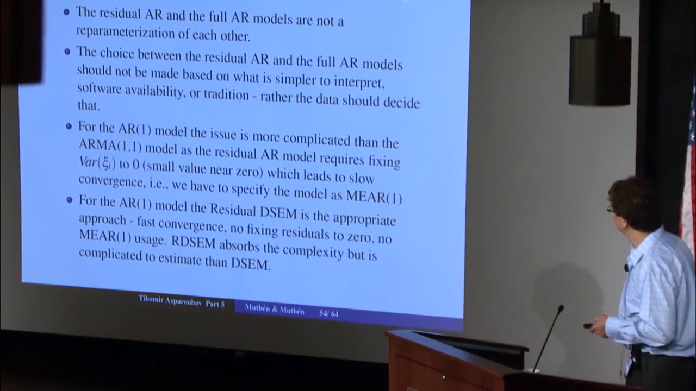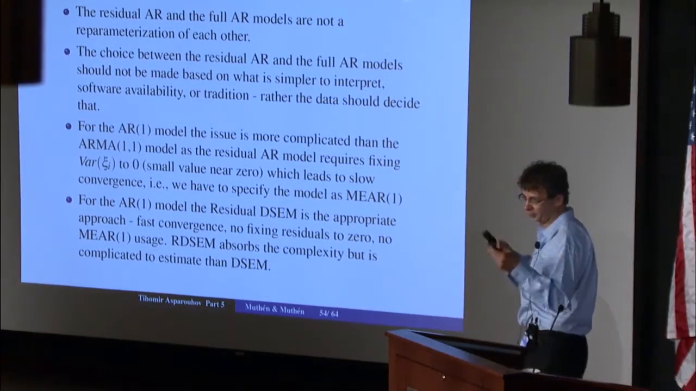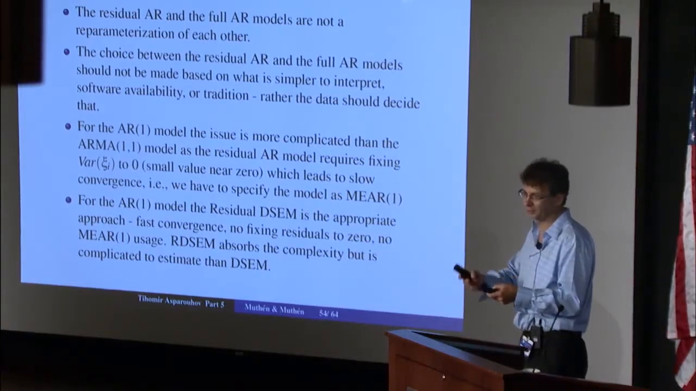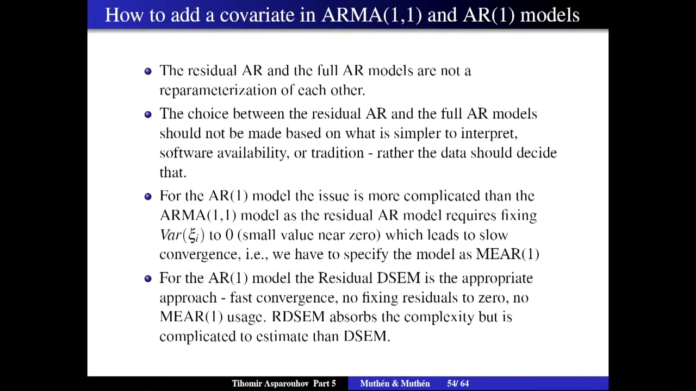So the conclusion of this little simulation is that, in general, for a general covariate, except when the covariate is the time variable, or the time variable and the time variable squared, as in the quadratic model, or generally a polynomial of the time variable, for all other covariates the residual AR model and the full AR model are not a reparameterization of each other. And you have this question of where to put the covariate.